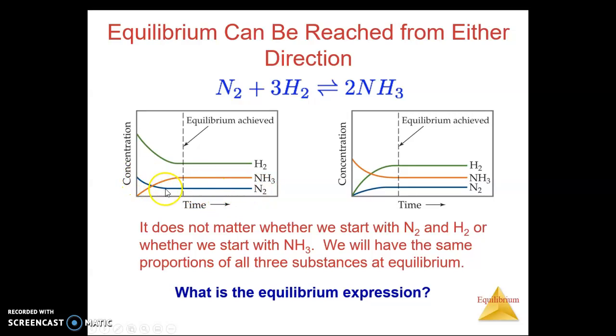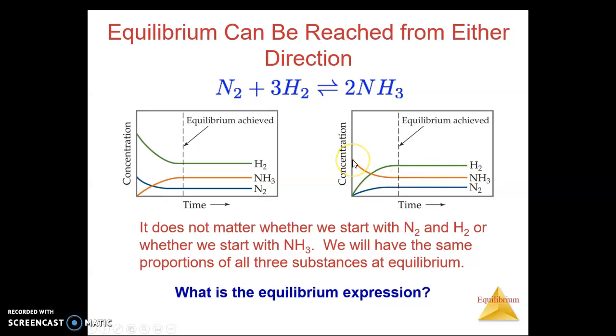You see you use up nitrogen, you use up hydrogen, and you produce nitrogen trihydride, which is ammonia. And if you start off with all ammonia, it'll break up and you'll have the same concentrations or partial pressures of all three gases at the end.